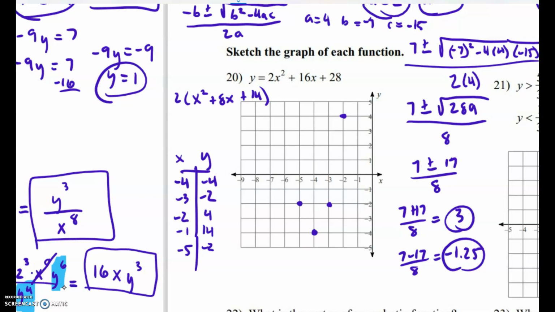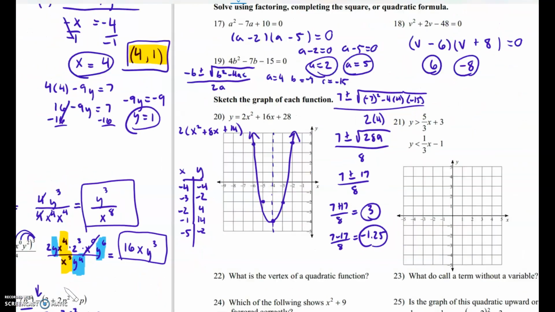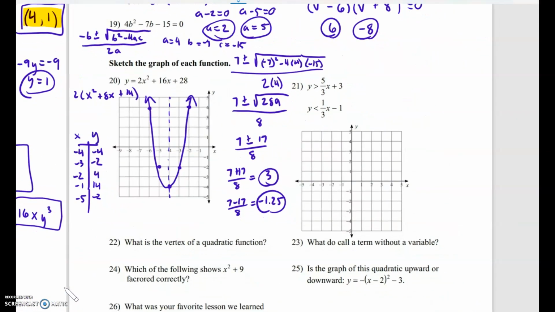And now that I've seen that reflection happen, I know that this is actually the axis of symmetry, and I could reflect this point over. And we want to have 5 points when we're graphing. So there's the graph of that quadratic.